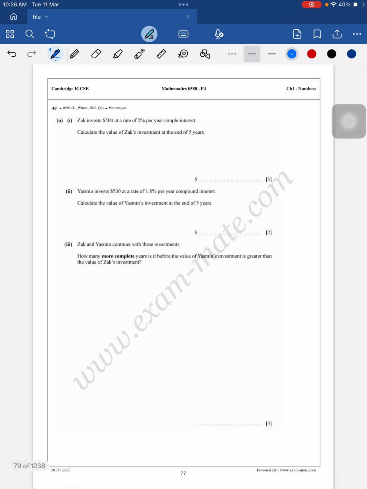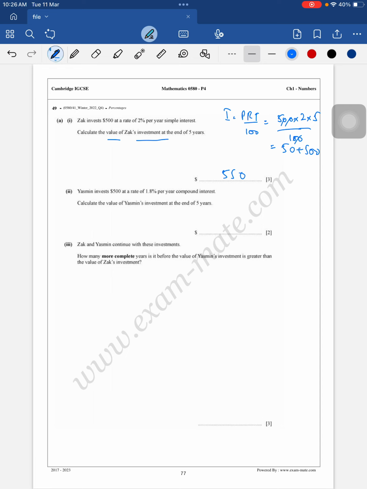Question number 49. Zach invests $500 at a rate of 2% per year as simple interest. Calculate the value of Zach's investment at the end of 5 years. Simple interest, so I is equal to PRT upon 100. Principal is 500. Investment is at 2% and 5 years. The 0s get cancelled. 5 2s are 10, 10 5s are 50, which is the interest. Calculate the value of Zach's investment. So the total investment will be 500 plus 50, which is equal to $550.